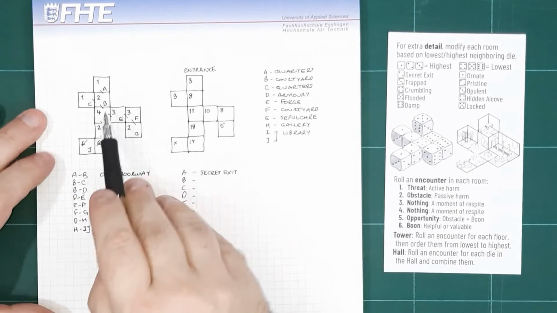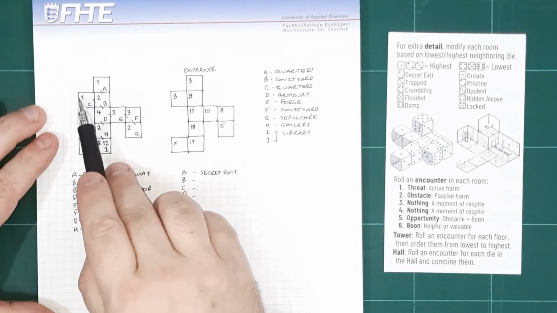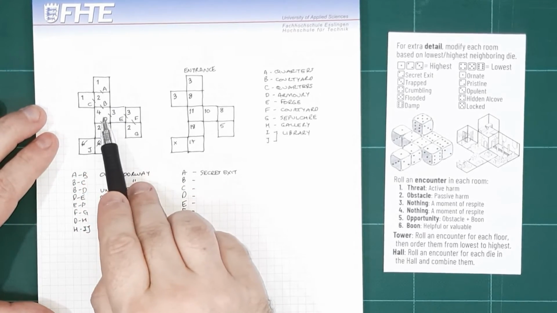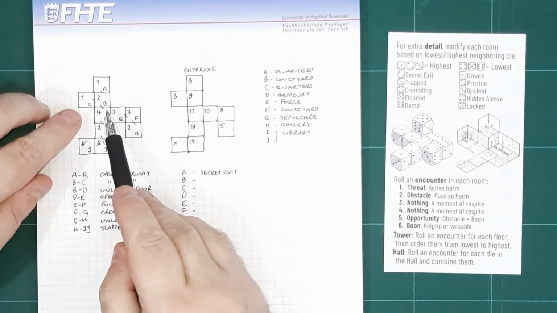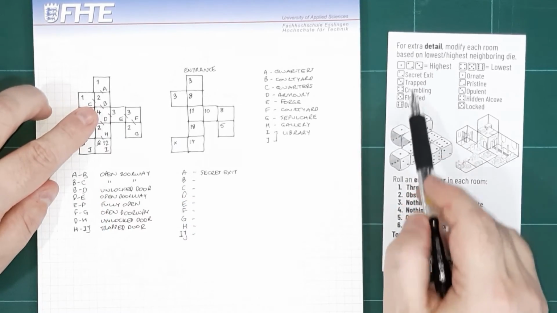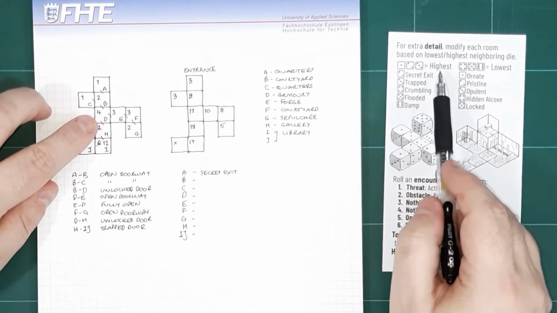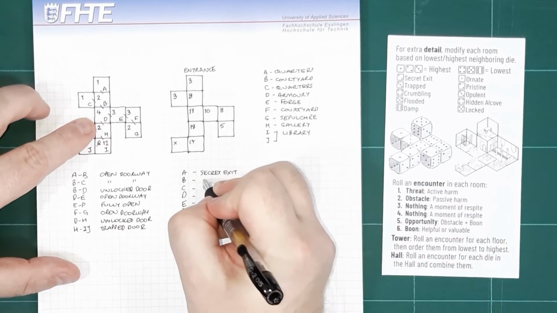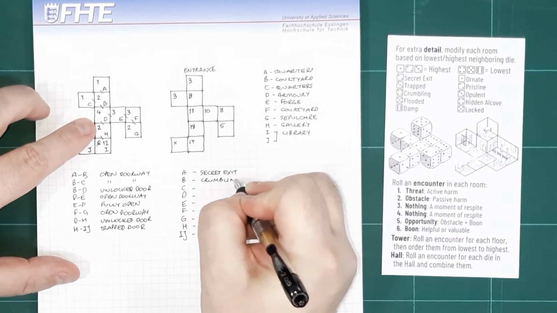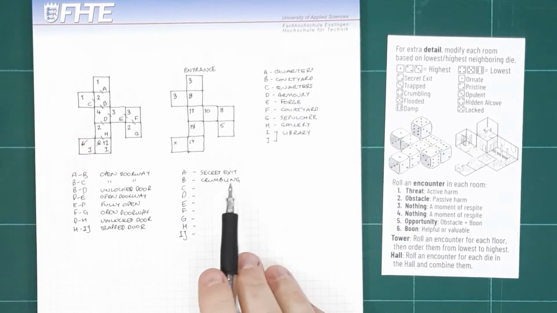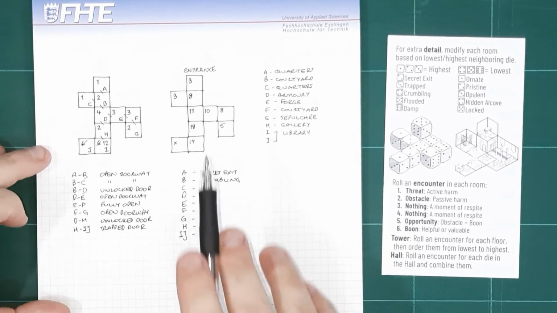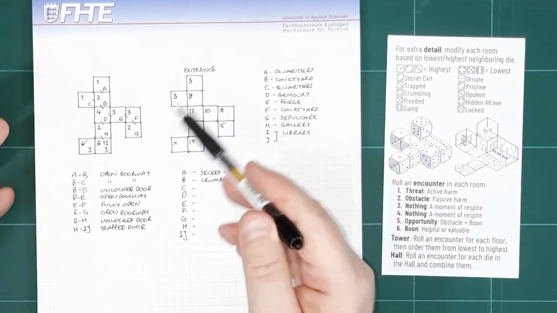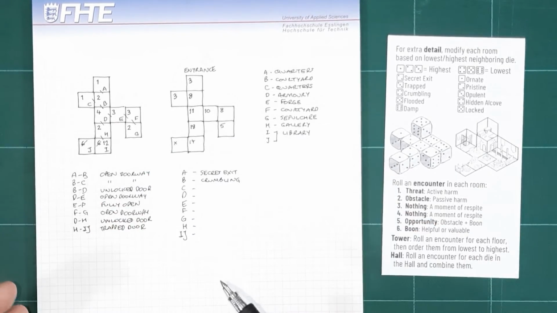Room B has 3 neighbors, a 1, a 1, and a 4. Because it's a 2, we're still looking at this first column here, but the highest number of its neighbors is the 4. So, crumbling. Now this is a courtyard, but maybe it's in a really bad state of repair. If there's any kind of battle in this area, maybe there's a chance that the roof will cave in, which could cause area effects or area damage.